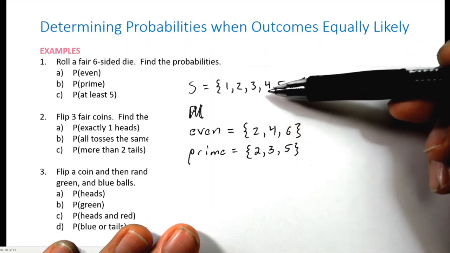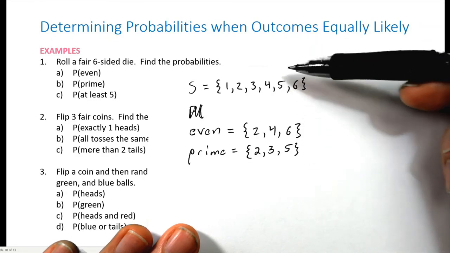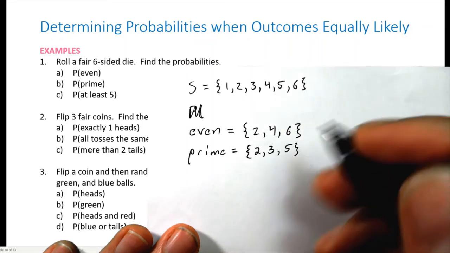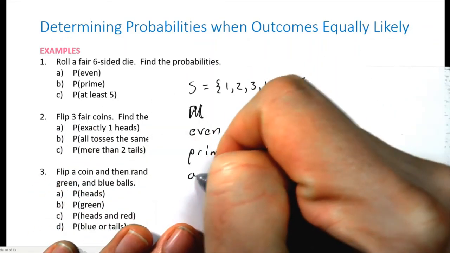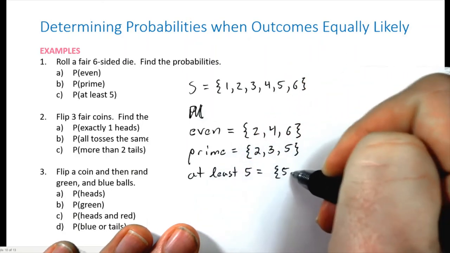Why is 4 not prime? Because it's divisible by 2. Why is 6 not prime? Because it's divisible by 2 and 3. But these other numbers are prime because they're only divisible by 1 and themselves. And then what is at least 5? Well, at least 5 means I got 5 or 6.